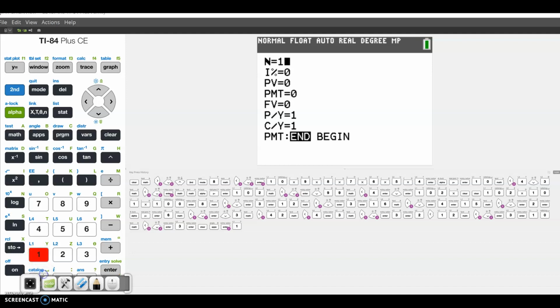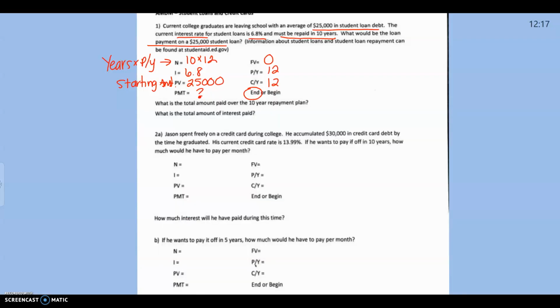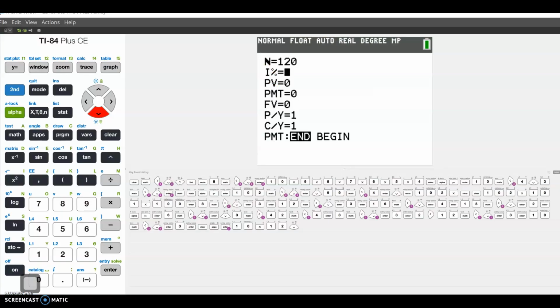So N, we said, was 10 times 12. I%, remember we talked about I was 6.8. So we're going to put 6.8 here. Present value is how much we have in debt, which was $25,000. We don't know our payment. Future value is 0 always. Then these stay 12, and this stays 12. Now if we want our payment, you're going to go up to where it's highlighted. That's what we're looking for. Make sure it's blinking, and you're going to press your green alpha key.